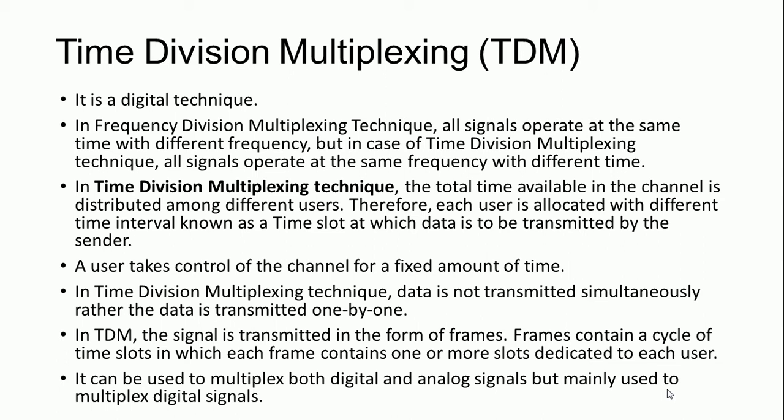Therefore, each user is allocated a different time interval, known as a time slot, at which the data is to be transmitted by the sender. A user takes control of the channel for a fixed amount of time. In this technique, data is not transmitted simultaneously, but one by one. In TDM, the signal is transmitted in the form of frames. The frames contain a cycle of time slots in which each frame contains one or more slots dedicated to each device.